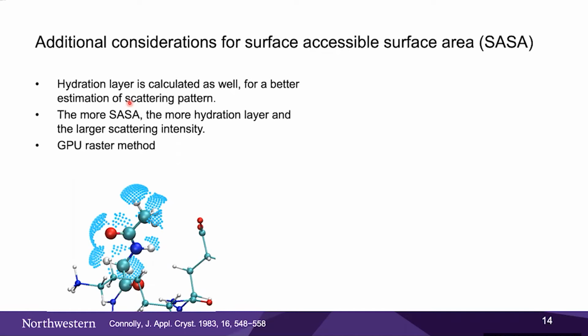So we know that there's a layer around the protein that has a slightly higher water density, and that has been a major topic in the biophysical community for decades. But in this case, we simply took the implementation from the previous group who developed the FoXS web server, which allows you to calculate the scattering pattern by basically looking at, for each atom, how much surface area, in terms of fraction, is available for solvent access.